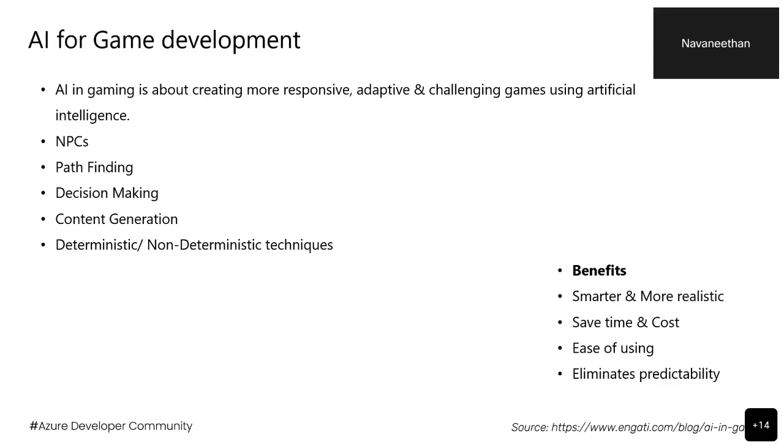For example, if you are using Azure, they have implemented and tested everything. So in that way, it's a kind of plug and play. You can just create a service, get the API, and add it in your app. And it eliminates predictability. What will happen next? When you are using AI in game development, the predictability will be removed.